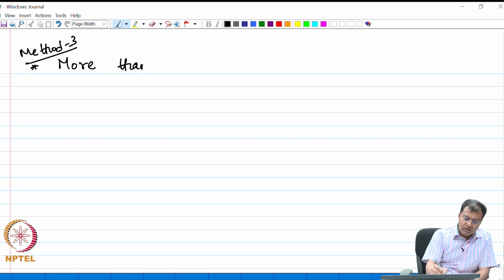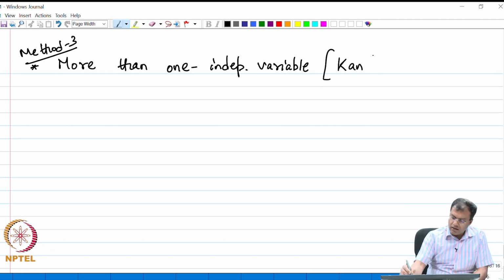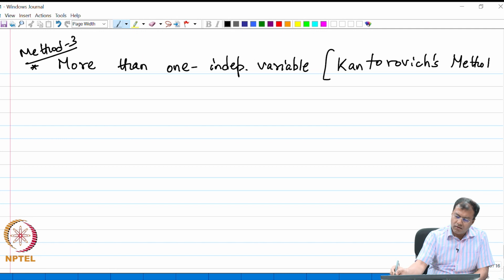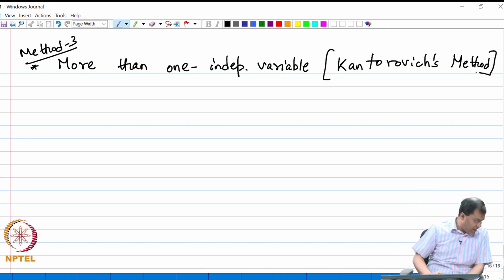If we have more than one independent variable, we are going to use the so-called Kantorowicz method, right. More than one independent variable. So, we have the so-called Kantorowicz method.